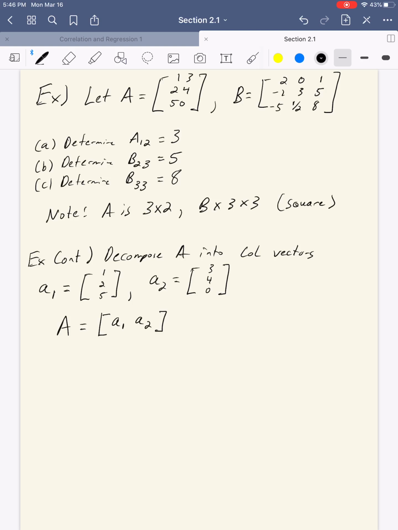Obviously, we don't have to decompose into column vectors, we could also do row vectors. So let's decompose B into row vectors.